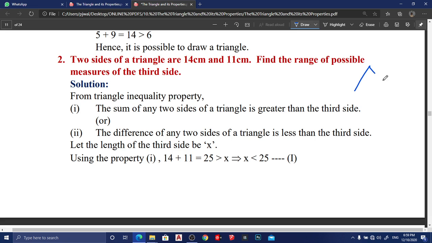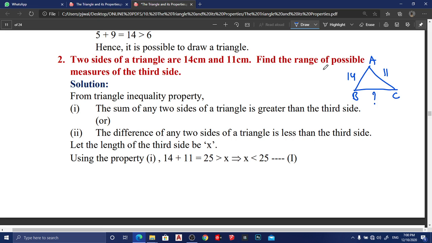Here two sides are given. Say, in triangle ABC, AB is given as 14 and AC is given as 11. You have to find this BC, not only a single value, but some range. For the length of the third side, there will be some range to form a triangle. That range you have to find out, from which value to which value you can take to form a triangle.